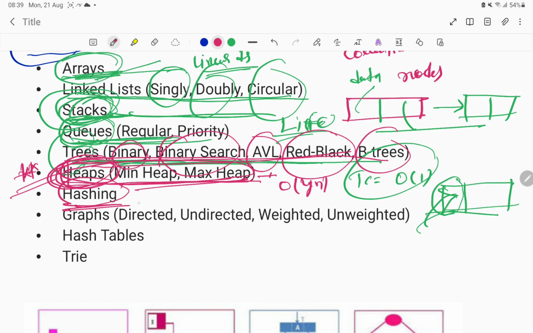And hashing is just like a hashing. For the insert, delete, and find of an element, it will take all big O of one, that means constant time complexity. So hashing is also a most important data structure. Hashing, okay, most important.